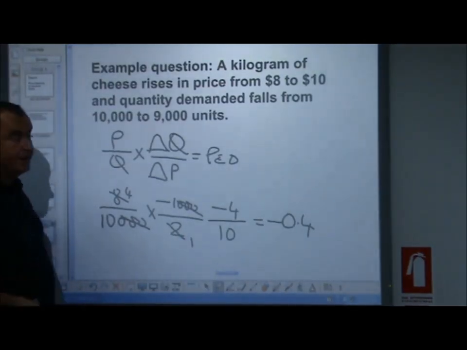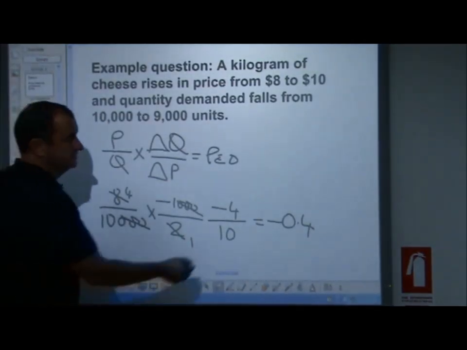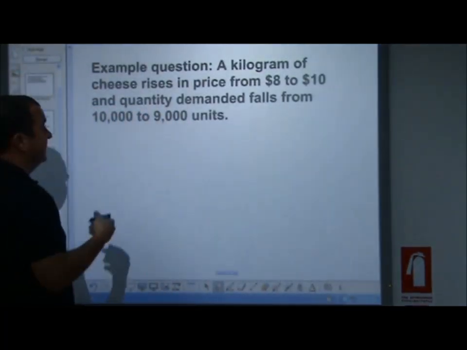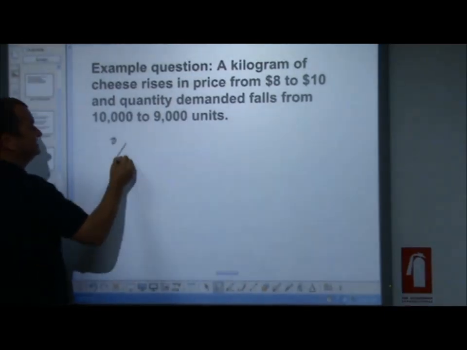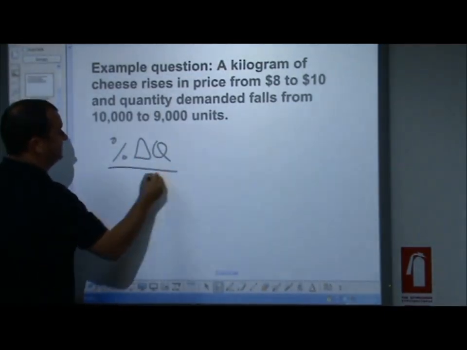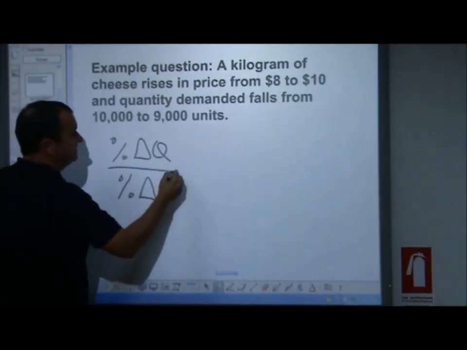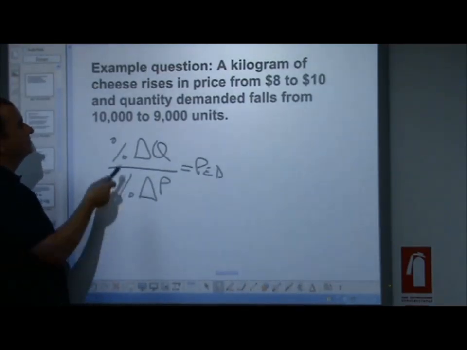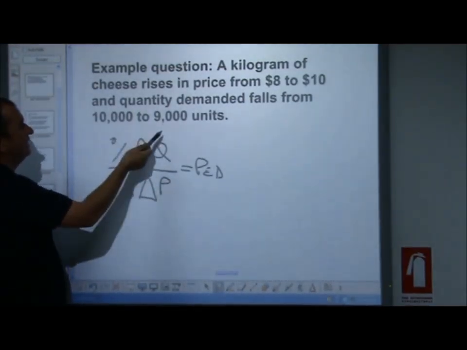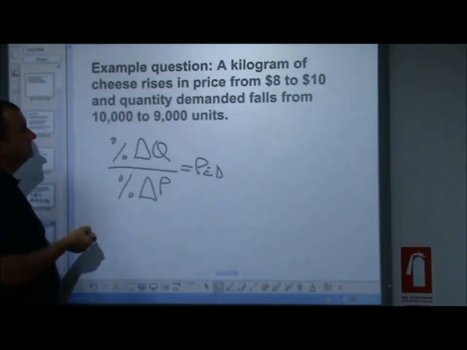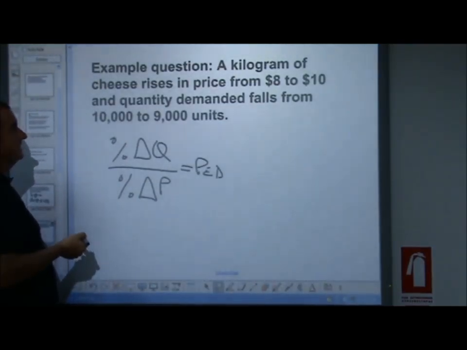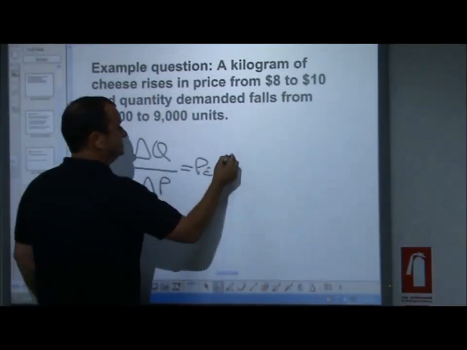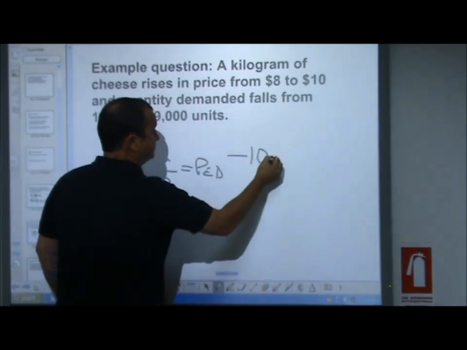Okay? That's the answer, let's not forget that. Now, I can also use the other equation to calculate this. The other equation was percent change in quantity divided by percent change in price equals PED. So, the percent change in the quantity. The quantity fell by 1,000 from a start of 10,000. The percent change in quantity is minus 10% because it fell by 10%.